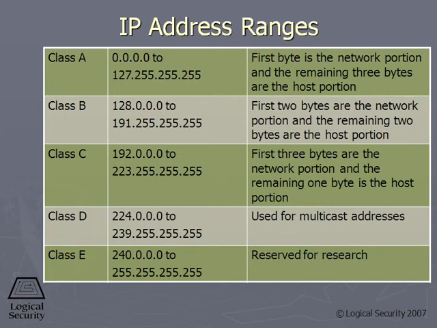Now, the default mask for a class A network is 255.0.0.0. If you understand CIDR notation, that's classless inter-domain routing, addressing, CIDR, you'd use a /8 subnet mask. The class B addresses use a 255.255.0.0 subnet mask or a /16. And the class C uses a 255.255.255.0 subnet mask or a /24 subnet mask.